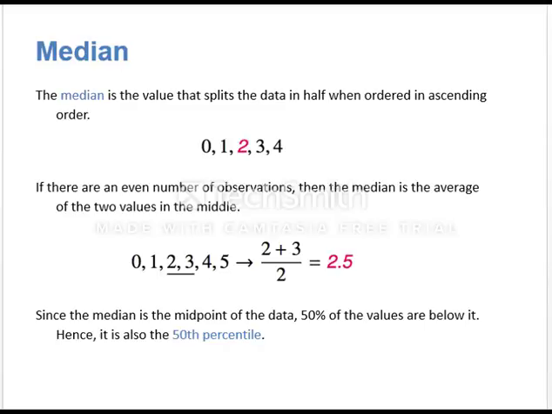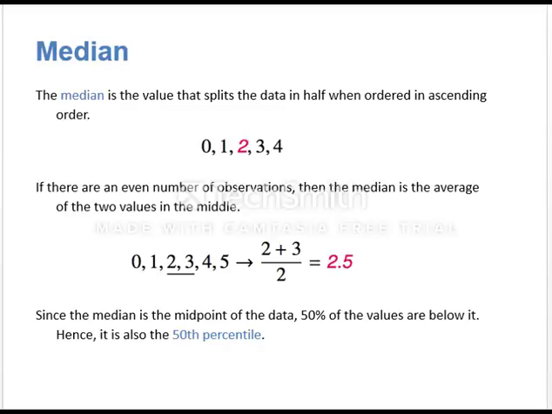Another measure of central tendency that we haven't talked about yet is the median, and the median basically splits the data in half so that 50% is above it and 50% is below. When we have an odd number of observations, it's very easy to find the median. We simply order the observations from least to greatest and find that central value. In this case, with this simple set, it's 2.